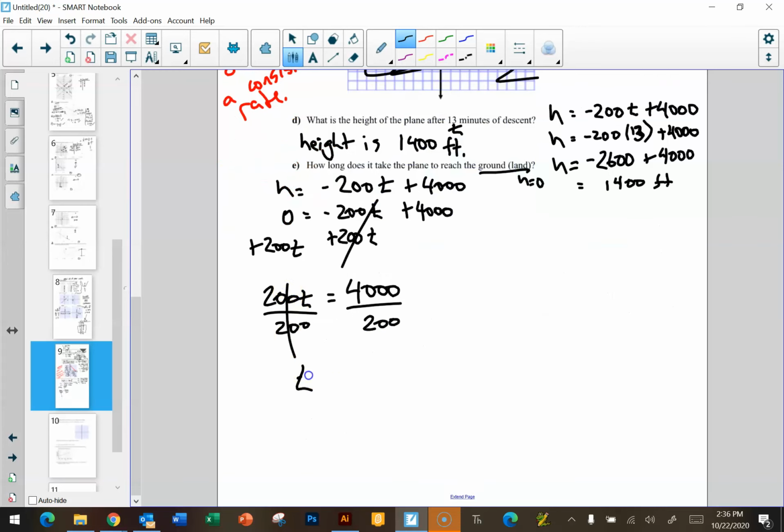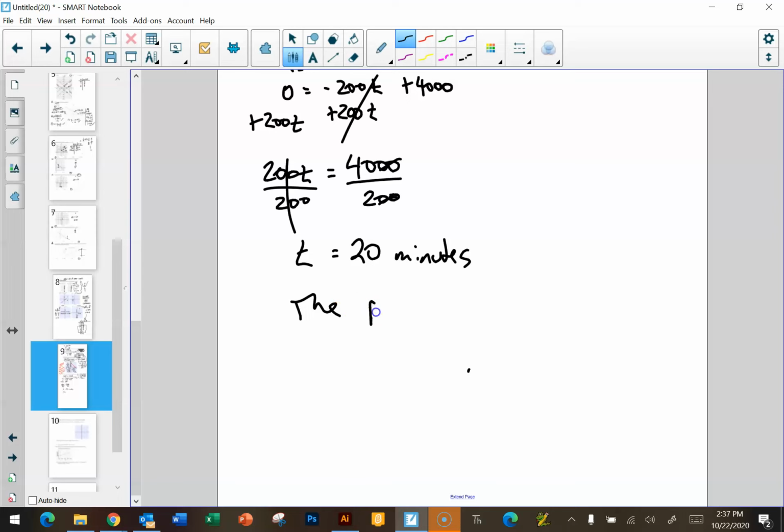That cancels out to just t, and this equals, well, you knock off 2 zeros on top and bottom. What's 40 divided by 2? 20 minutes. Don't forget. And you really should get in the habit of writing sentences for word questions. Okay? The plane lands in 20 minutes.